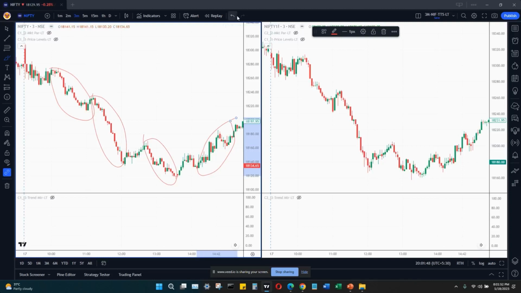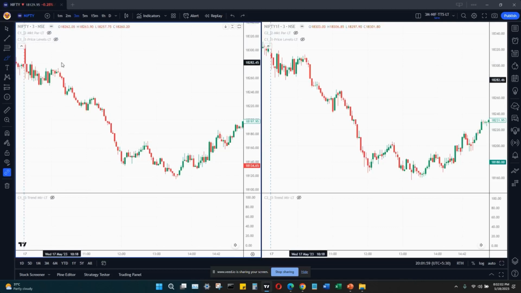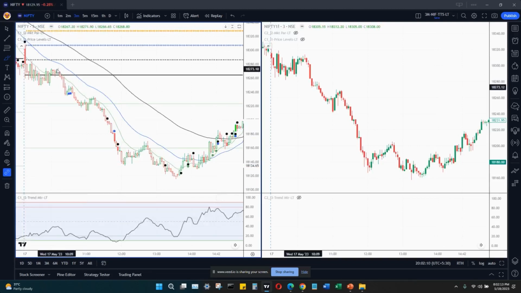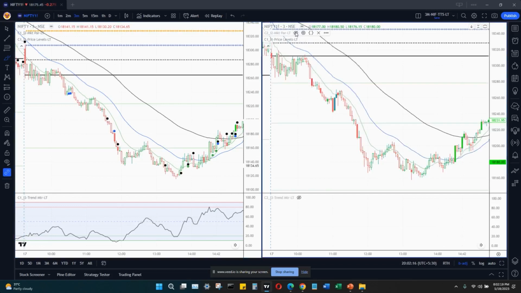The three indicators which form the basis for this strategy, because of which I call this triple threat, are custom made to be exclusively placed on the Nifty 3-minute time frame. The three indicators are the price levels, the market participation, and the trend meter. I have the same indicators on the other chart as well, but the parameters or settings are slightly different.